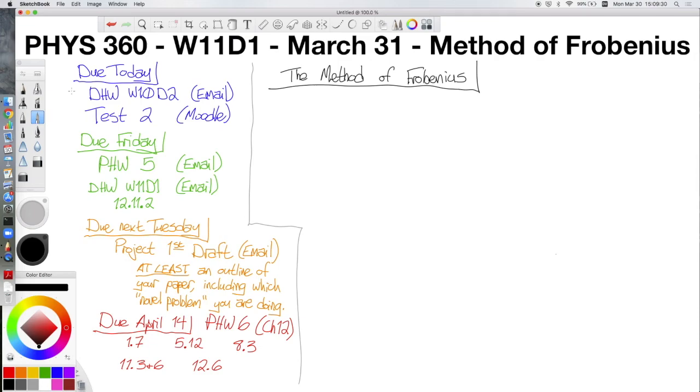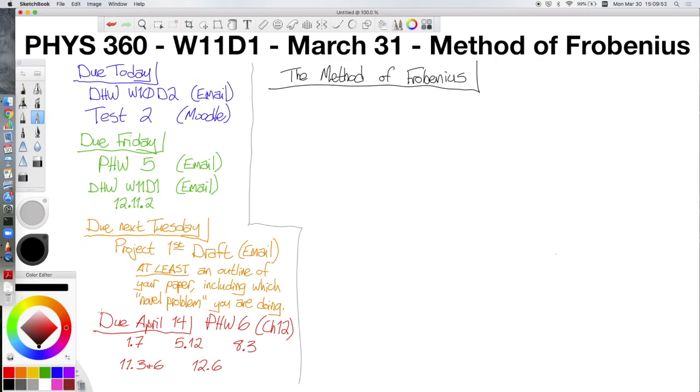Submit that via email to me. Please make sure the problems are clearly numbered and in order so that I can find them easily. Also due Friday is the daily homework that's being assigned today, which is only one problem, and that will also be submitted by email. In case you haven't checked the syllabus schedule recently, also a reminder about something due next Tuesday.